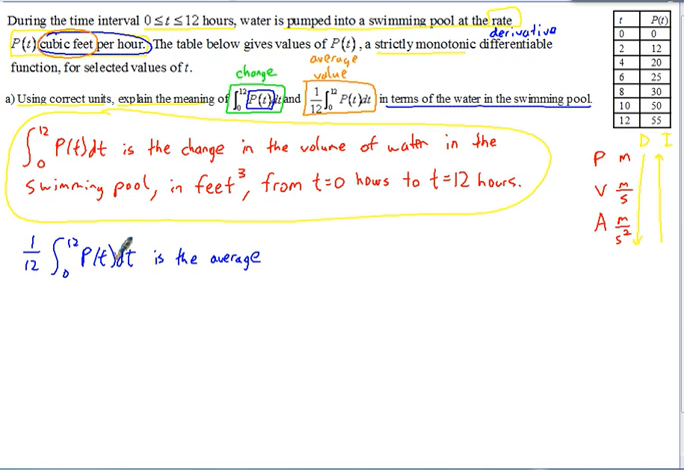So what does P of t represent? Well, it says the units are in cubic feet per hour, and it says the water pumped into the swimming pool at the rate. So it's the rate water is being pumped into the swimming pool. Okay, so it's the average rate water is being pumped into the swimming pool.